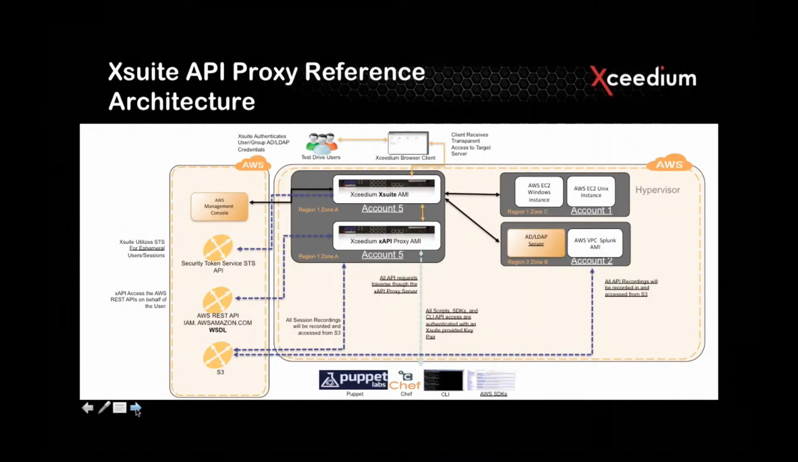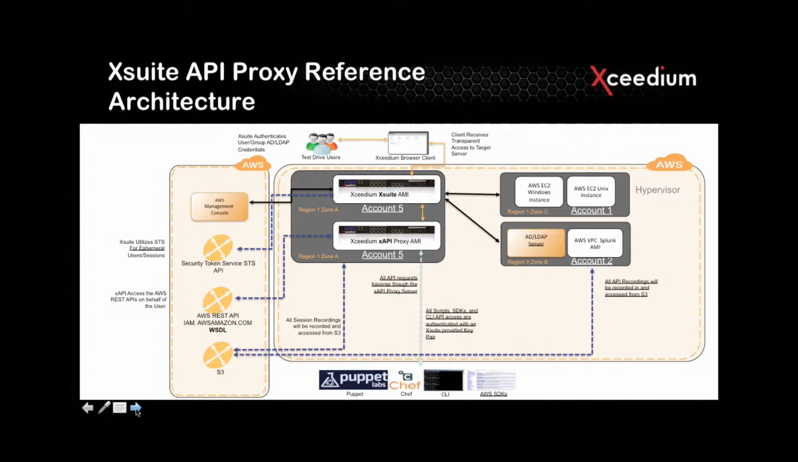Okay. So this is the reference architecture that we thought would be best to depict how this works. And there's a few things going on here. You're going to see that this operates with an X Suite AMI, which is our baseline product, in an AWS environment, as well as the Xenium X Suite API Proxy. They're both running as AMIs, and the X Suite API Proxy will auto scale, like I mentioned, and this is how the infrastructure looks. A couple of things to mention.